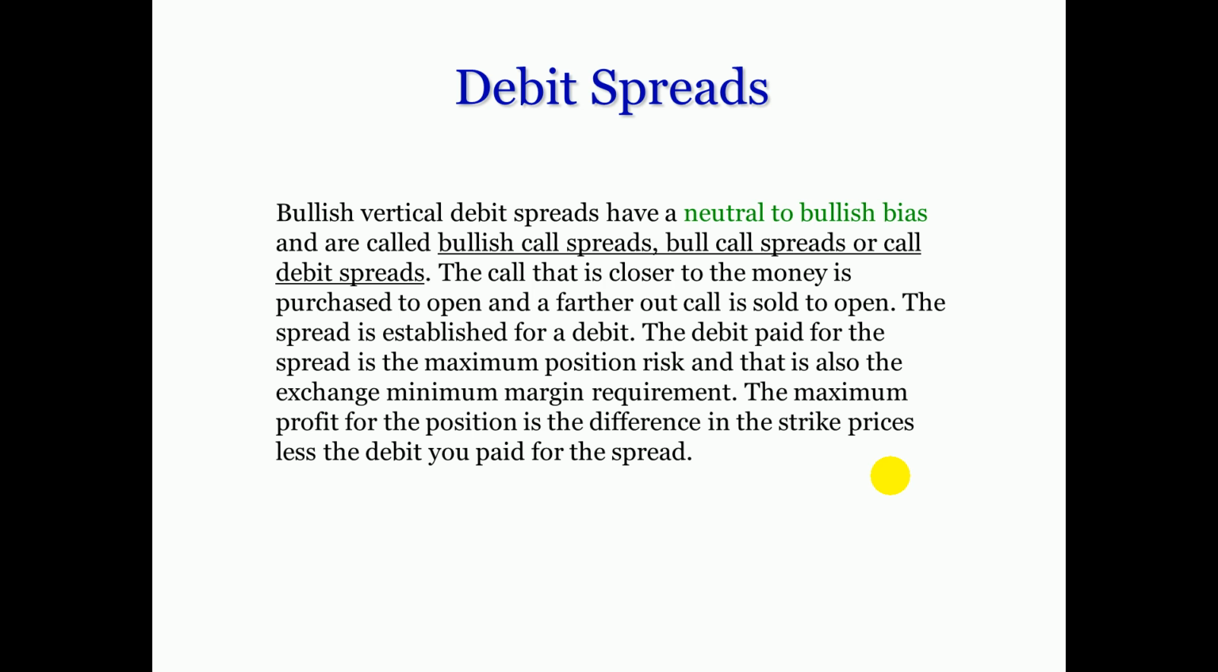Now, that debit that you paid for the spread, that's your maximum position risk, and that's also the exchange minimum margin requirement that you have to put up. So if you buy an option for $2 and you sell an option for $1, that's going to be a $1 debit. That $1 is what you have to put up in margin.